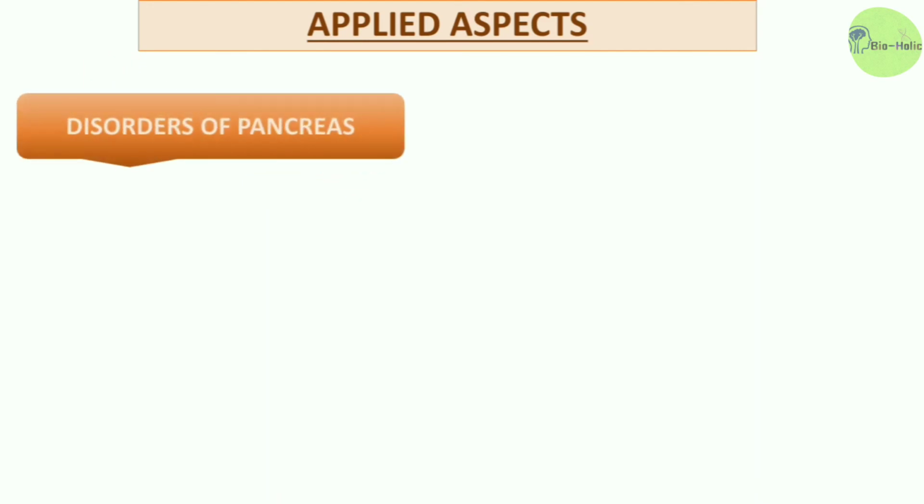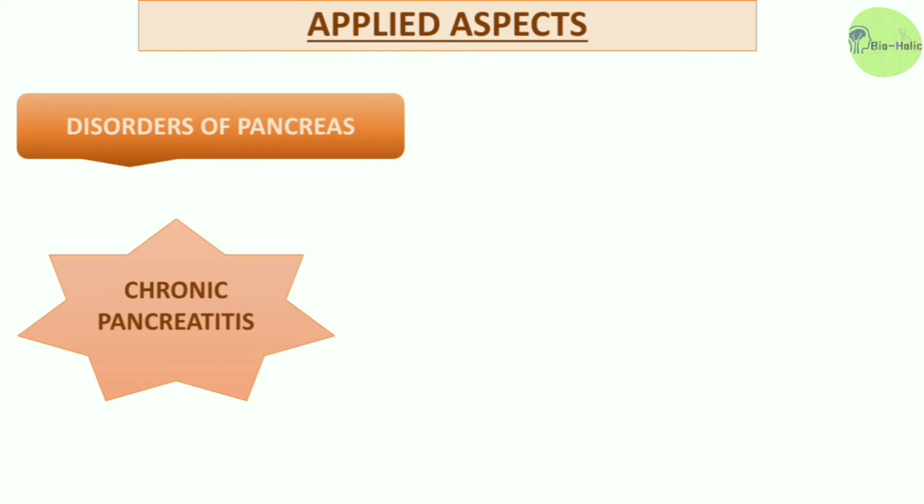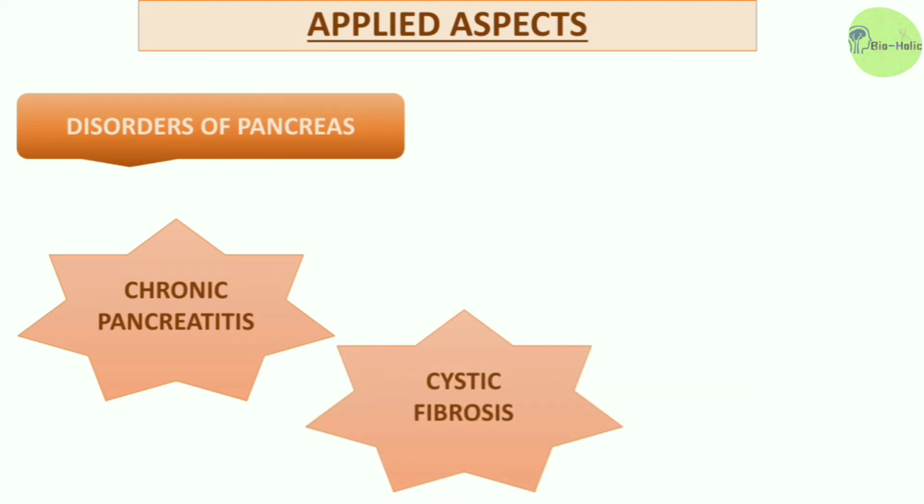Now some applied aspects. Disorders of pancreas. The first is chronic pancreatitis. It is a chronic inflammation of pancreas which results in slow destruction of the tissue, resulting in deficiency of pancreatic secretion. Then cystic fibrosis. It is a disorder of pancreatic secretion and results from a defect in the chloride channel that is caused by a mutation in the cystic fibrosis transmembrane conductance regulator gene.